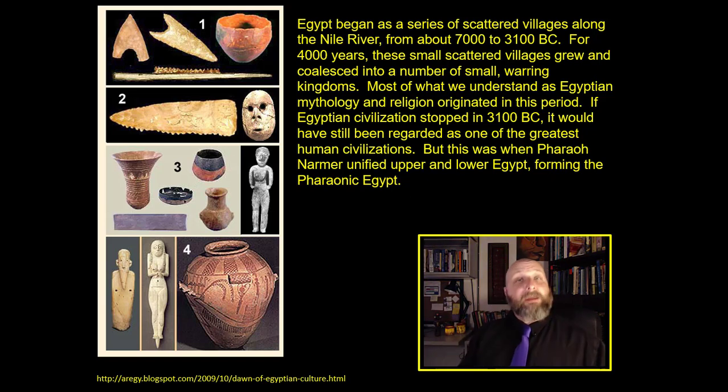If there was never a pharaoh in Egypt, if they never built the pyramids, the pre-Pharaonic civilization would still be regarded as one of the great civilizations of the world. But for 4,000 years, this pre-Pharaonic civilization grew, and eventually it coalesced into a series of small warring kingdoms along the Nile. And most of what we understand about Egyptian mythology, Egyptian religion, Egyptian cosmology, all of this originates and comes out of pre-Pharaonic Egypt.